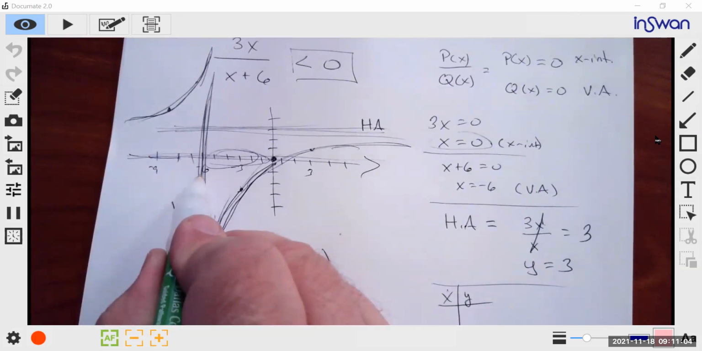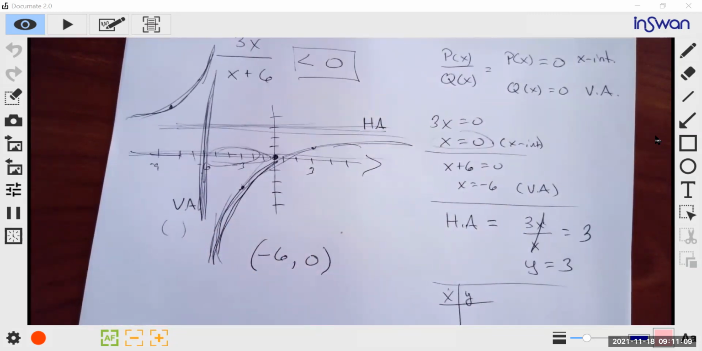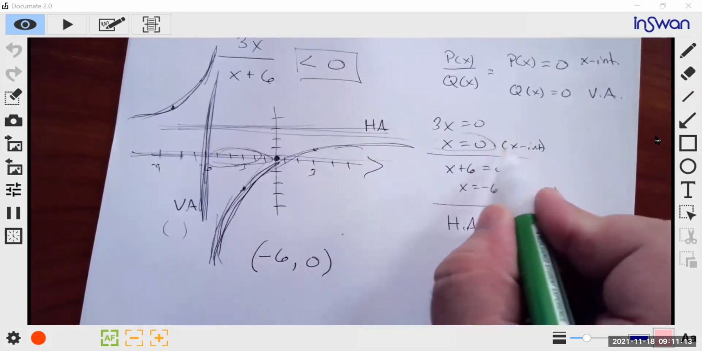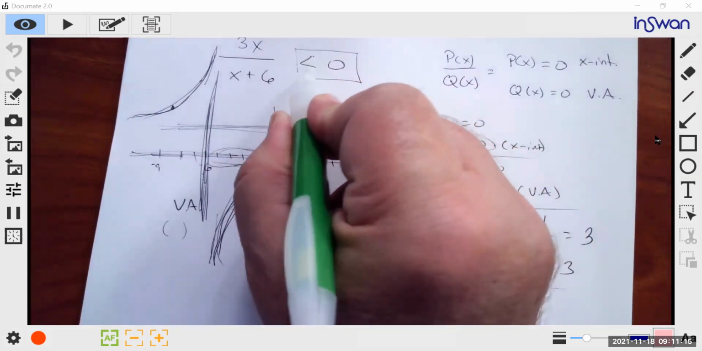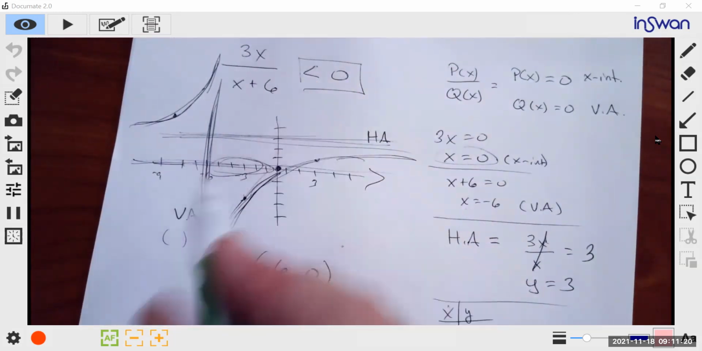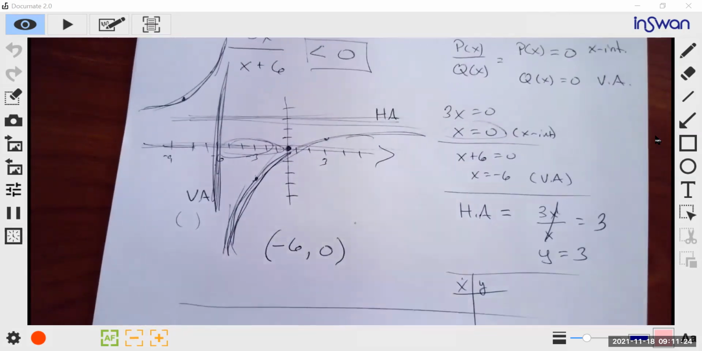The vertical asymptote will always be a parenthesis because you can't use it. The 0, the x-intercept, all depends on the inequality. Since that doesn't have an equal sign, it's going to be a parenthesis. If it had a less than or equal to, then it'd be a bracket.